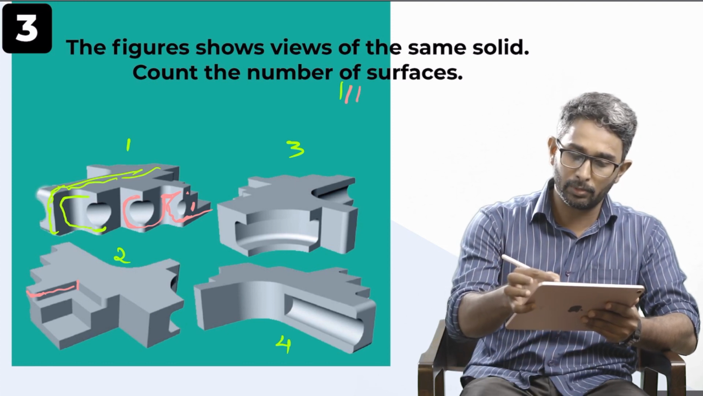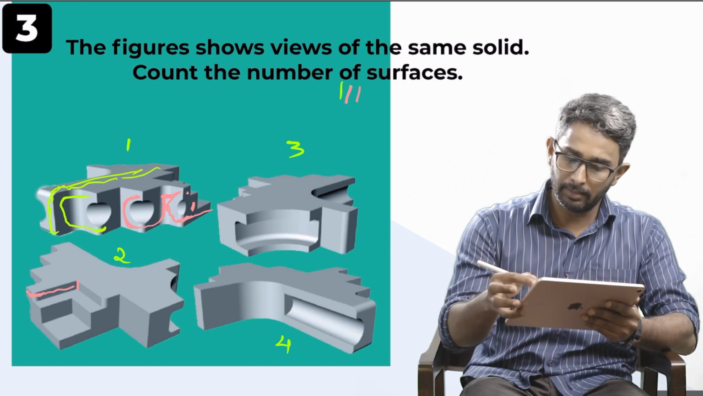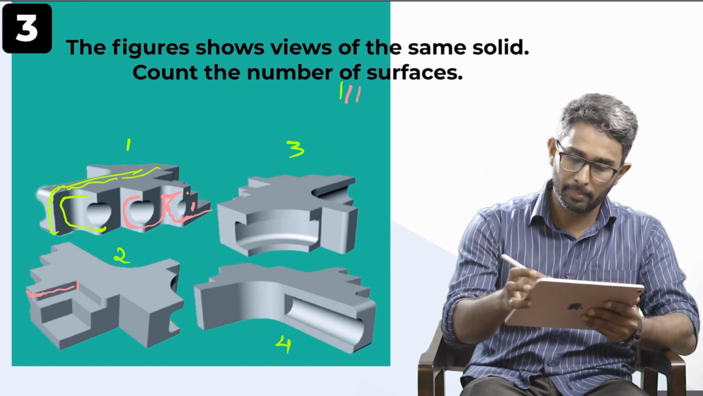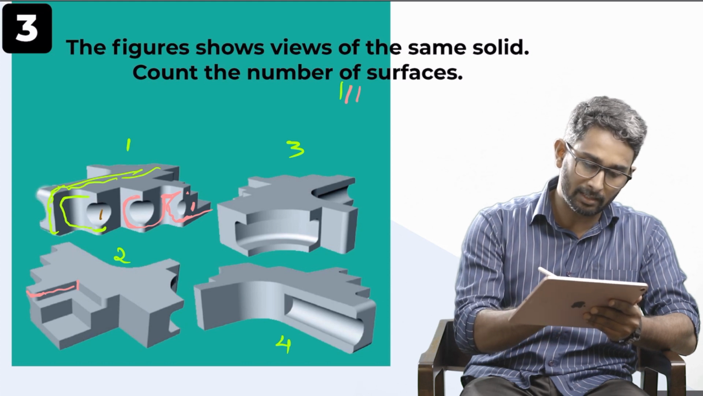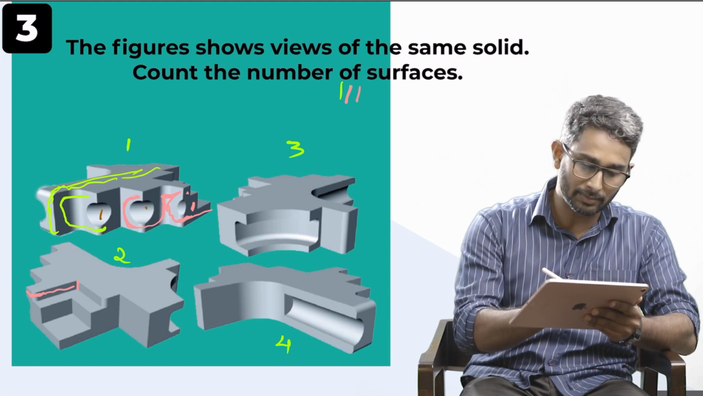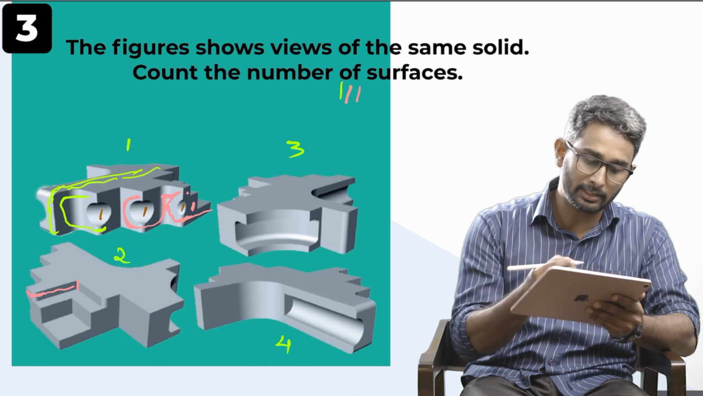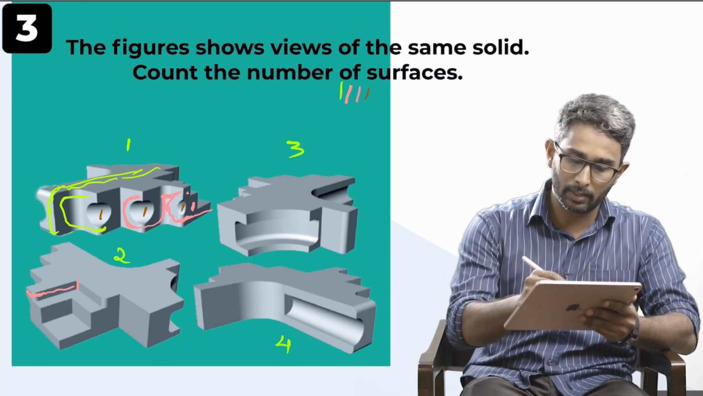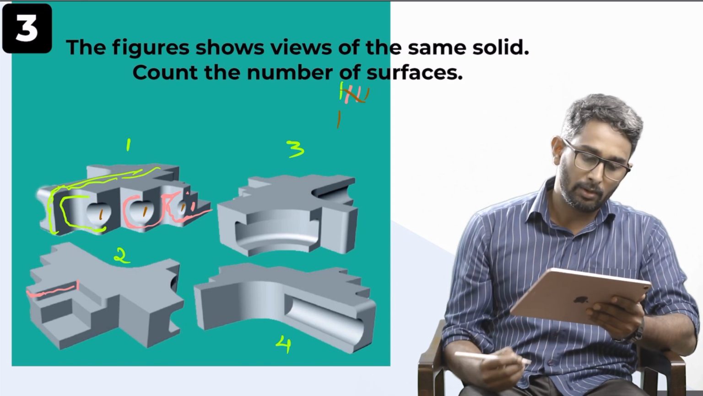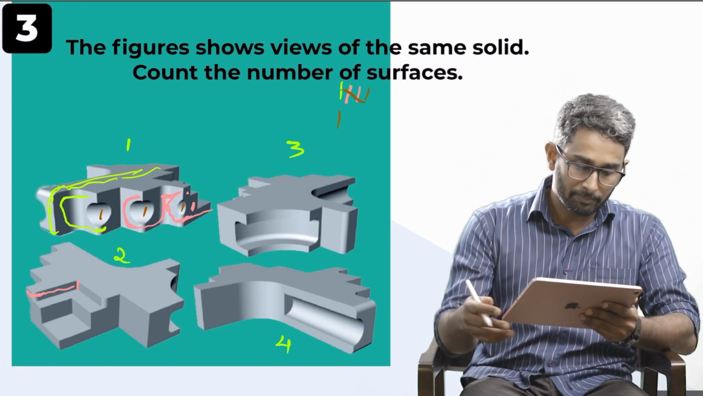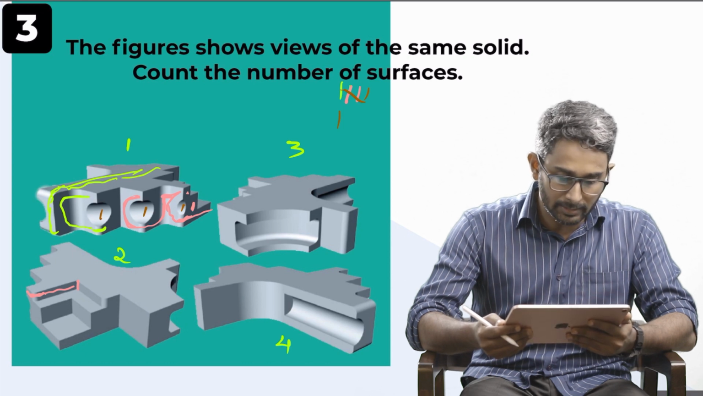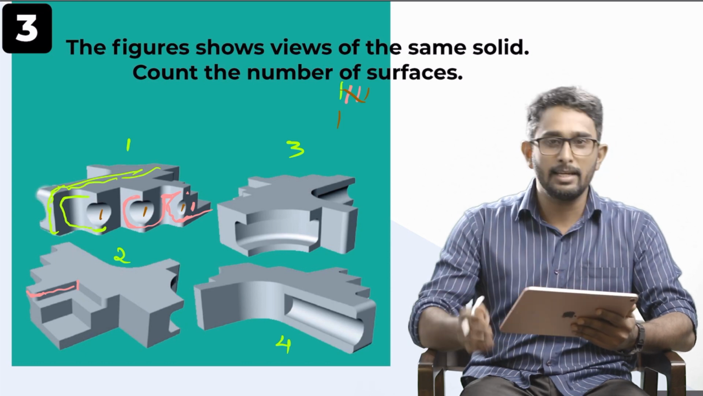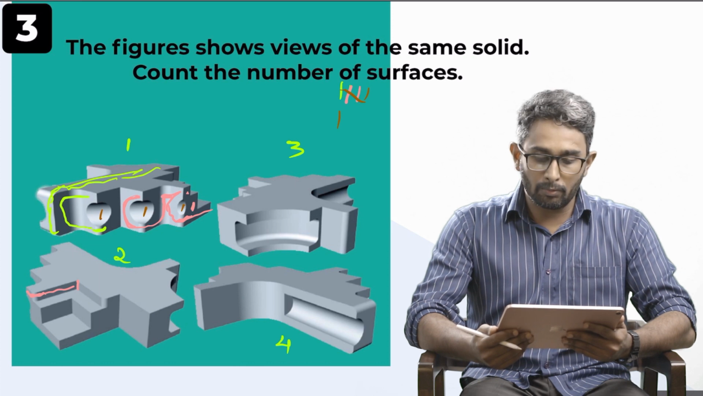Next we can move on to the next surface. These cutouts can be considered as single surfaces. So 1, 2, 3. 3 more surfaces we have obtained. Now I think from the first view of the solid, there is no other surface we can find. Next we can move on to the second view of the same solid.